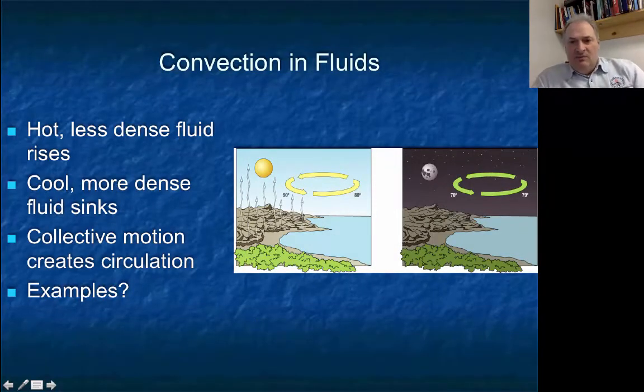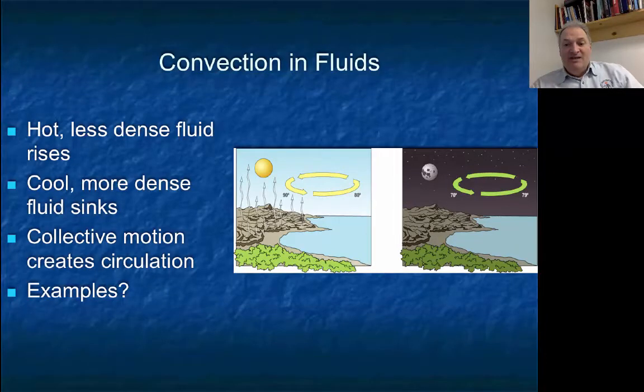Let's see. We talked about convection in fluids. I think we can go through this pretty quickly. When you heat a fluid up, the fluid's density decreases, and therefore it is buoyed up by the other fluid around it, so less dense fluid rises. And cool fluid is more dense than warm fluid, so if you have cool fluid, it will sink.